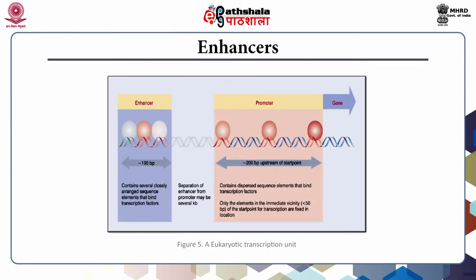Enhancers. Enhancers are sequences approximately 500 base pairs in length and contain binding sites for several different transcriptional factors. They are about 700 to 1000 base pairs away from the transcription start site. They contain several closely arranged sequence elements that bind transcription factors. Enhancers increase gene promoter activity in all tissues or bring about regulated gene expression in a tissue-specific or a developmental stage-specific manner. Similar elements that repress gene activity are known as silencers.